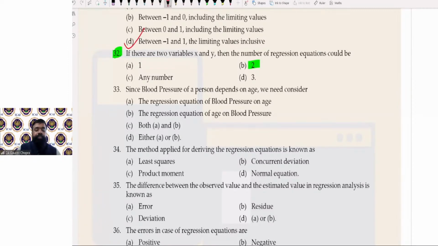Next, 33. Blood pressure of a person depends on age. Blood pressure dependent है किस पे? Age पे. So blood pressure is the dependent variable, age is independent variable. So blood pressure on age. So regression equation of blood pressure on age.